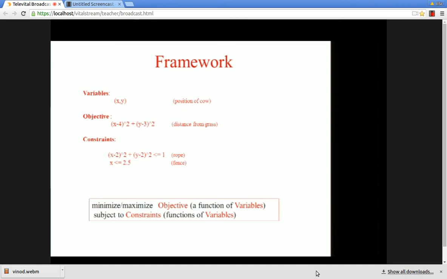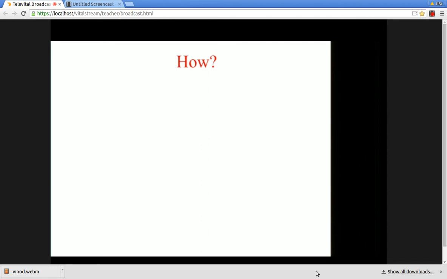Easy, right? So the question is how? How do we solve it? Right? So here is how you do it. So let's consider the case where the cow is not tied to the rope, the easy case, and there is no perpendicular fence. Right? So then what's the answer? What is 0?